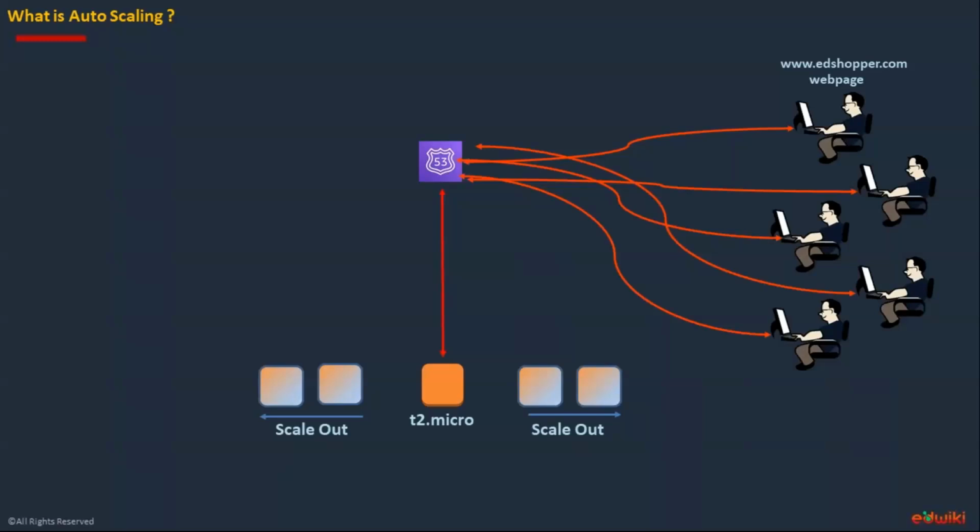This is called a scale out operation. Scale out means AWS will ensure that it is scaling out the number of EC2 instances dynamically to meet the incoming business load. Good.